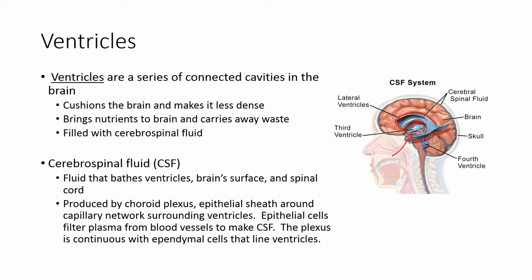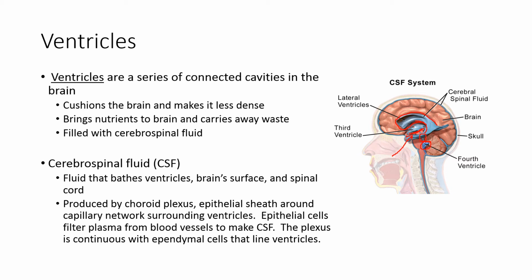Then you have the third ventricle here, right around the thalamus. And then you have the fourth ventricle here, right by the cerebellum. And then there's a little passageway that connects the third ventricle to the fourth ventricle. It's called the cerebral aqueduct. Okay. So the ventricles help to cushion the brain and make it less dense so it doesn't collapse upon itself.